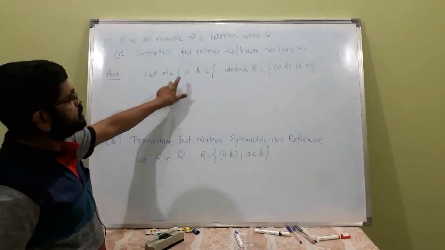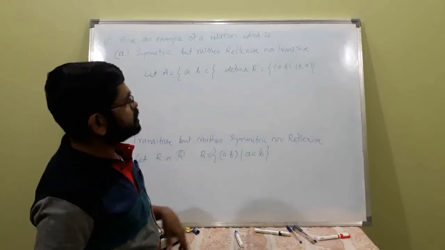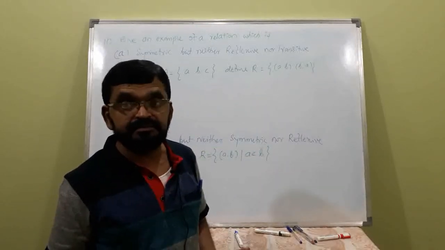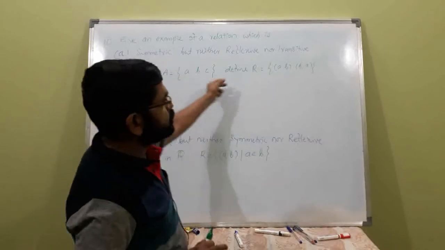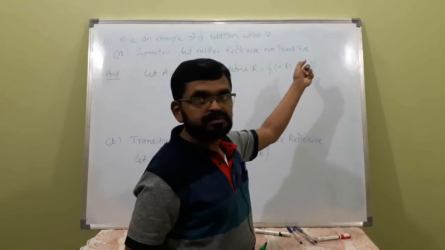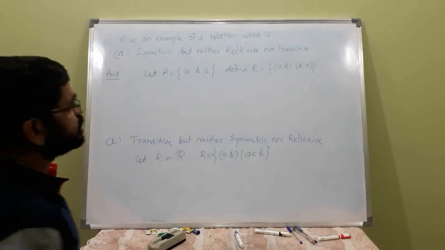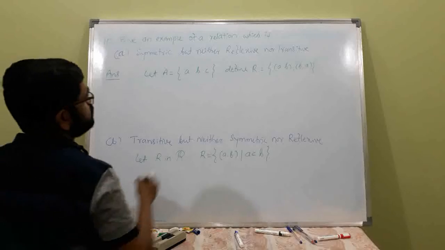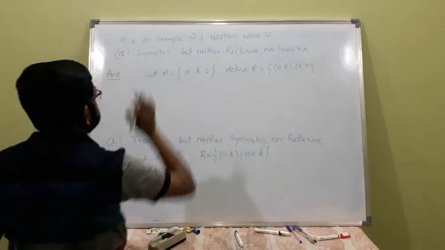Suppose A is {a, b, c}. A is the set of elements a, b, c. Suppose we define R as {(a, b), (b, a)}. See here, it is symmetric. It should satisfy symmetry, so you have to consider pairs like this. If (a, b) belongs to R, then (b, a) should also belong to R. So, (a, b) and (b, a). Okay. Now, let us check one by one.